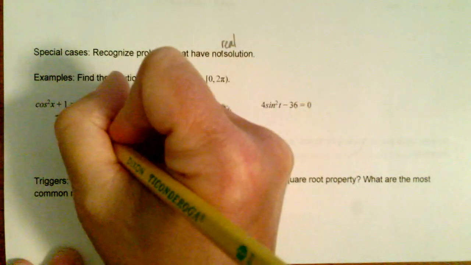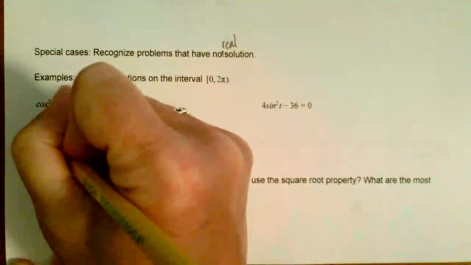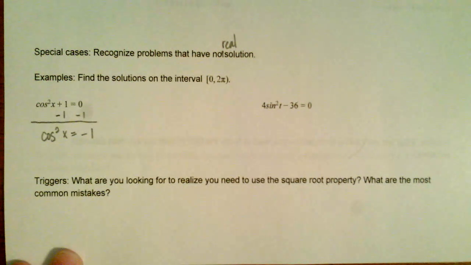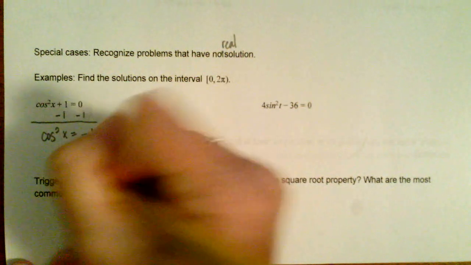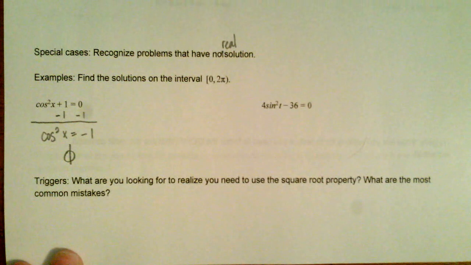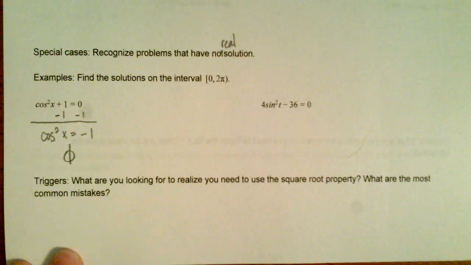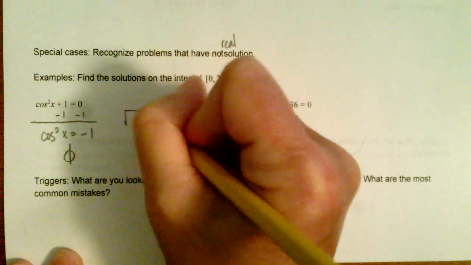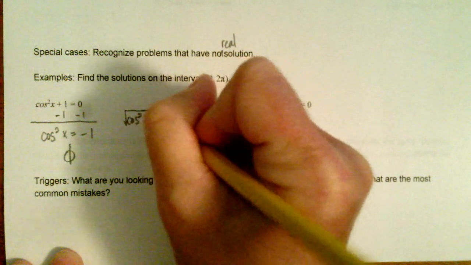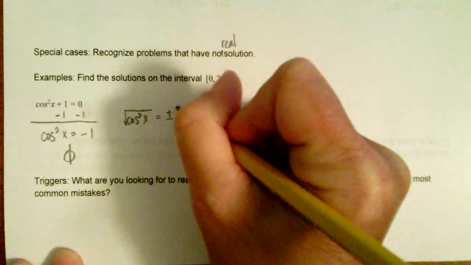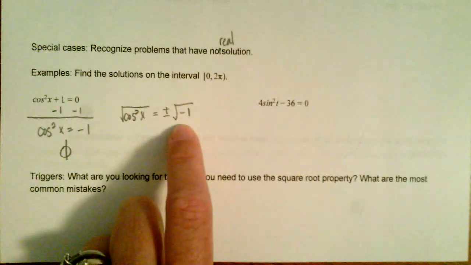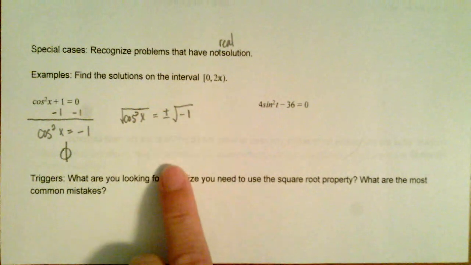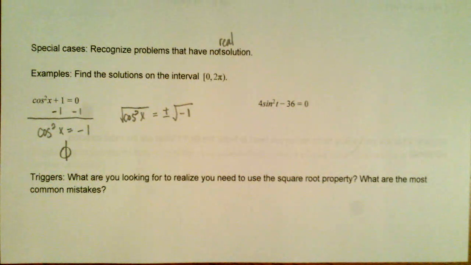If we subtract 1 from both sides, we'll get cosine squared of x equals negative 1. Okay, right away you want to see that that's going to have no solution. Okay, and the reason it's going to have no solution is that something squared can never be negative. If you tried to use the square root property, you would have the square root of cosine squared x equals plus or minus the square root of negative 1. And hopefully you would recognize the square root of negative 1 would be i, and that is not a real solution. Okay, and we're not going to deal with imaginary trig solutions in this course.